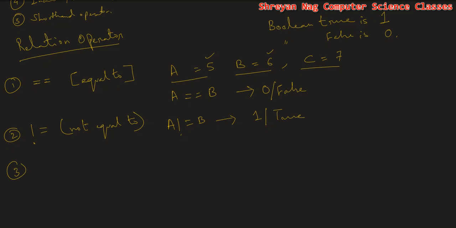Then the third one is the greater than symbol. As you can guess, it checks which one is greater among the two operands. Suppose you do A greater than B. Based upon the values, 5 is not greater than 6, so the output will be 0 or false.